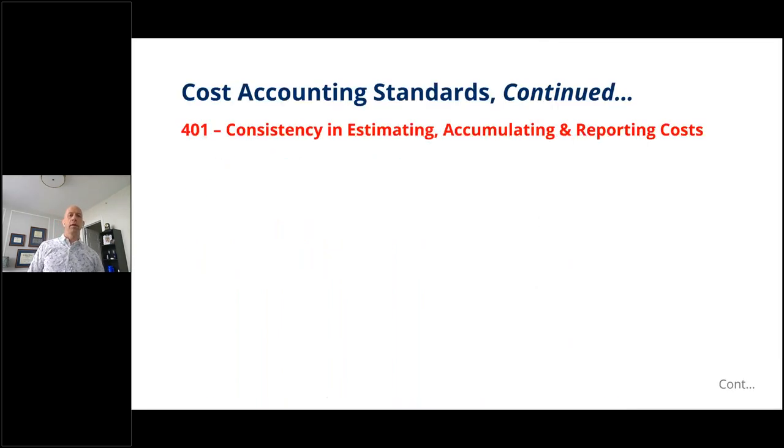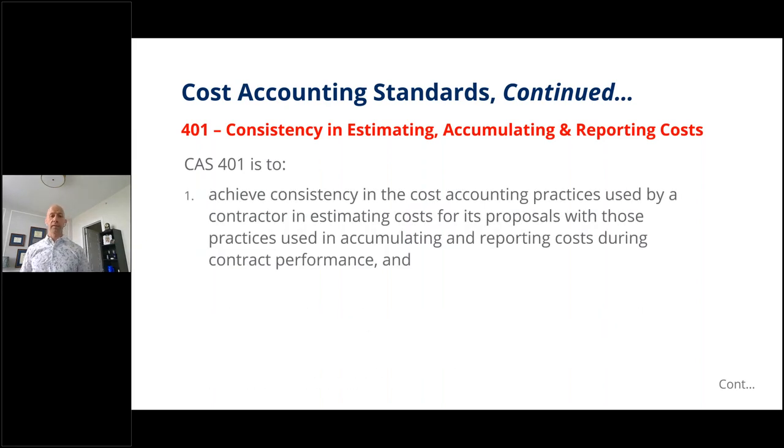All right, 401, consistency in estimating, accumulating, and reporting costs. CAS 401 is set up to achieve consistency in the cost accounting practices used by a contractor when they estimate the cost for their proposals and for how they accumulate and report those costs during contract performance. And I will tell you that this is probably one of the number one things that we find wrong with most small business government contractors, even if they don't have any CAS-covered contracts and otherwise don't have a requirement to follow this standard.